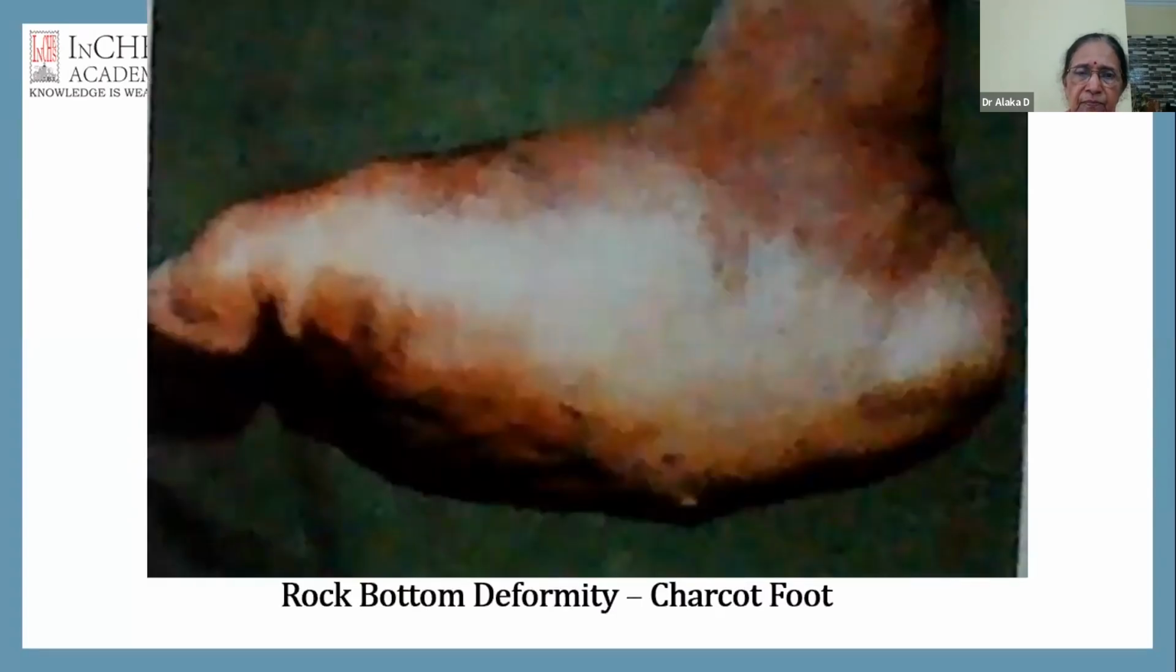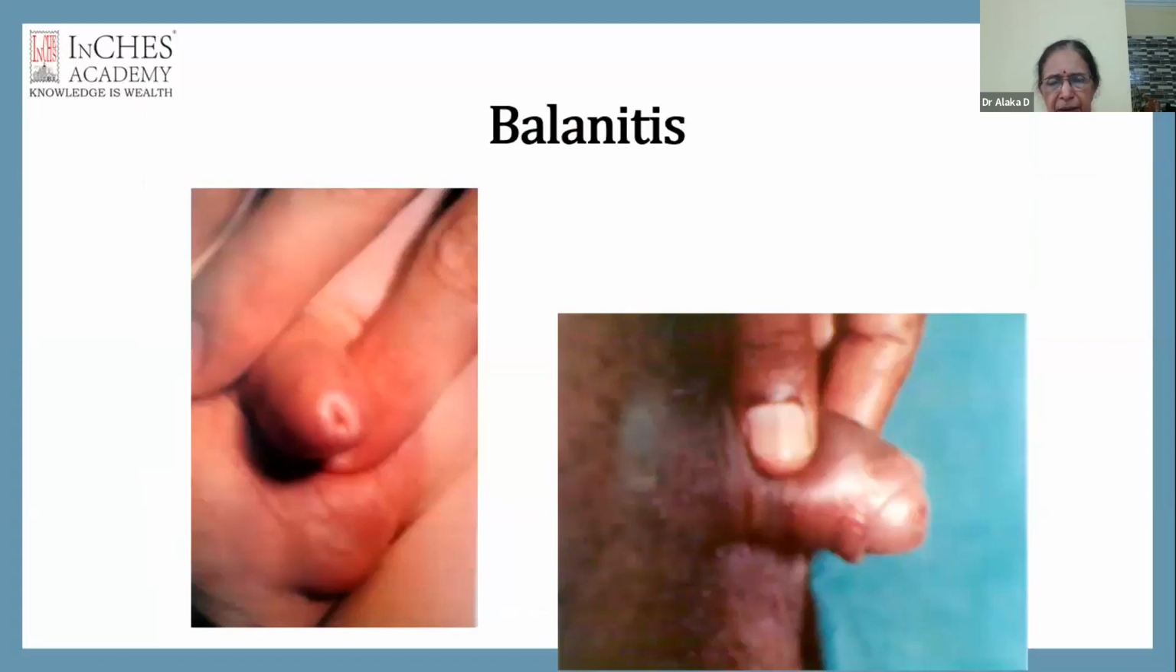And this is the arthropathy in diabetes. This is called a rock bottom deformity or Charcot's foot. You can see how the joints are deformed, and therefore it is causing pressure points. These pressure points will easily get bruised, infected, ulcerated, and may result in an amputation. This is balanitis, which is again a common infection seen in diabetes.